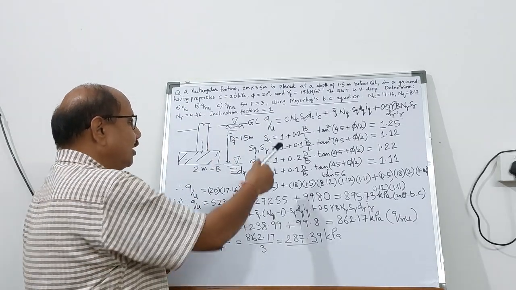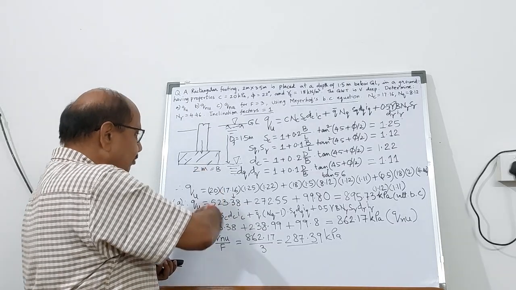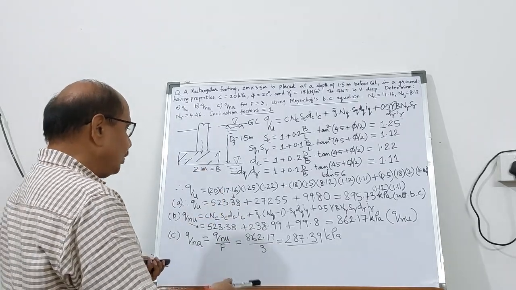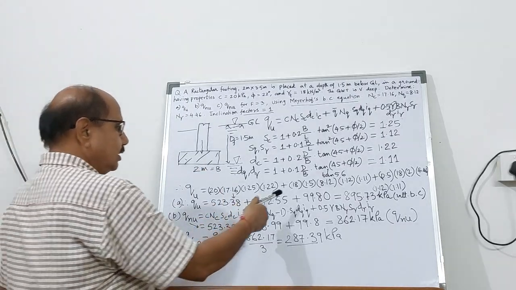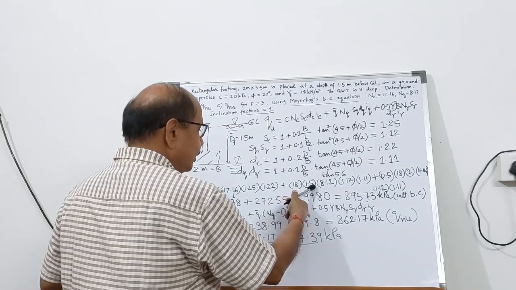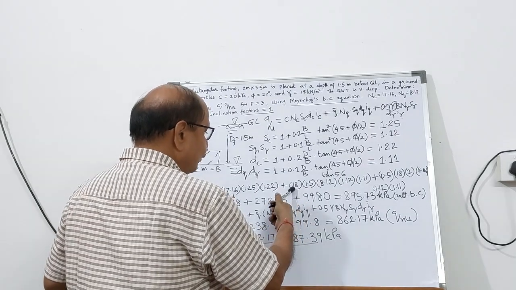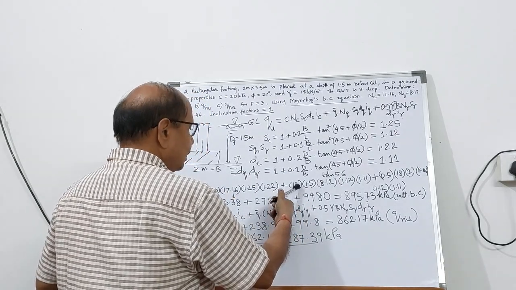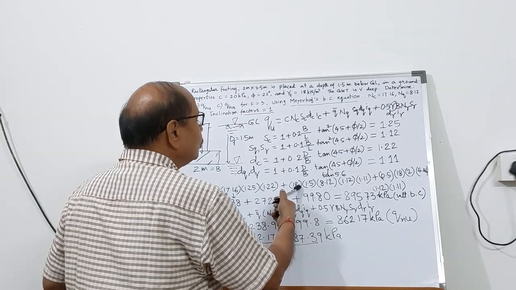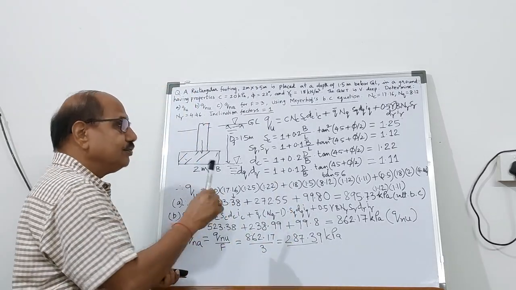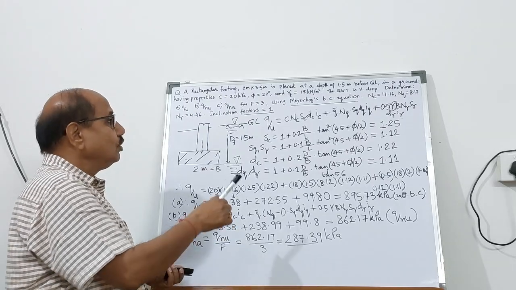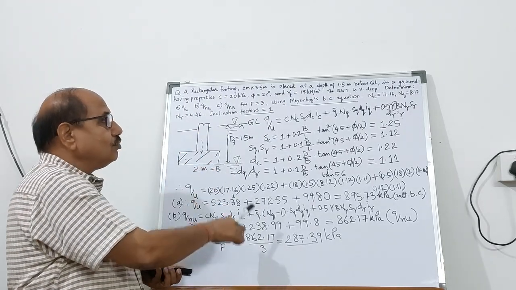So here we have taken, because the water table was very, very deep, we have taken this value as gamma into D. But due to submergence, you will have to use gamma prime if that case arises. So this is how we should solve it.